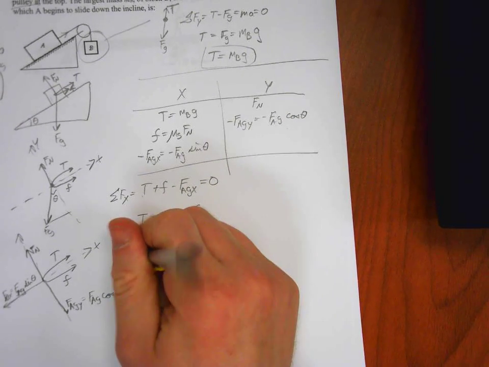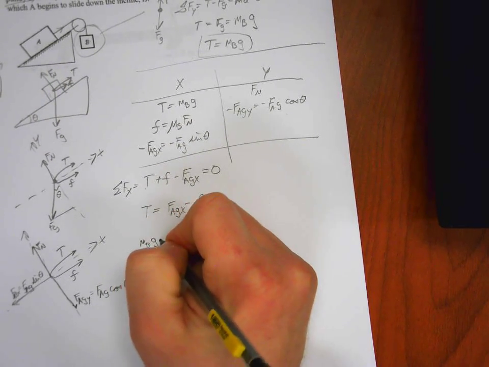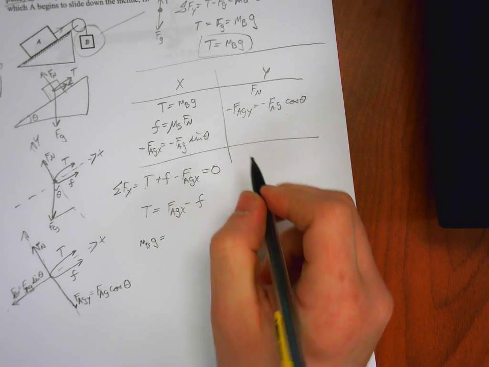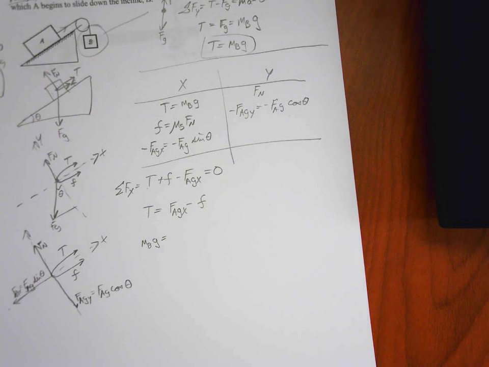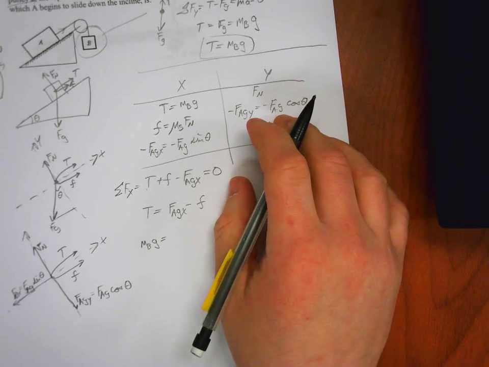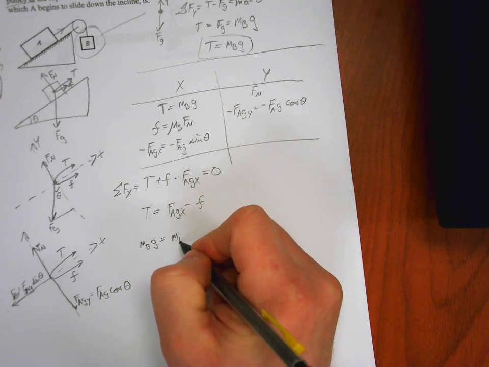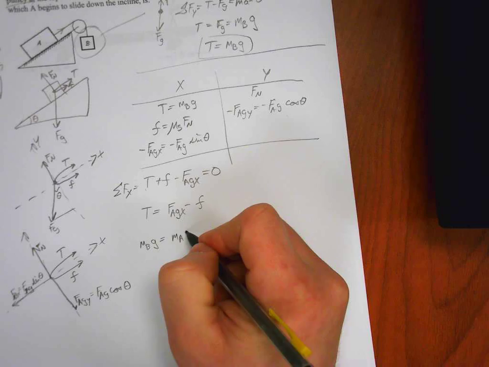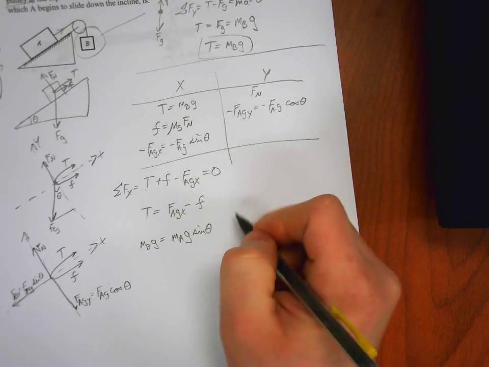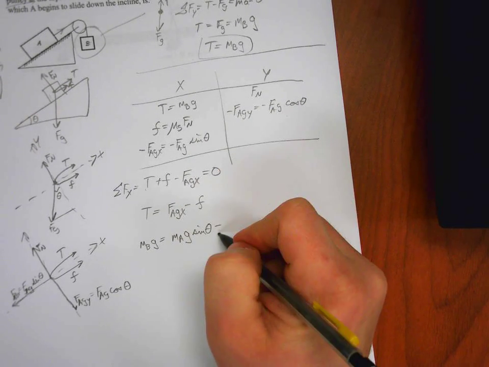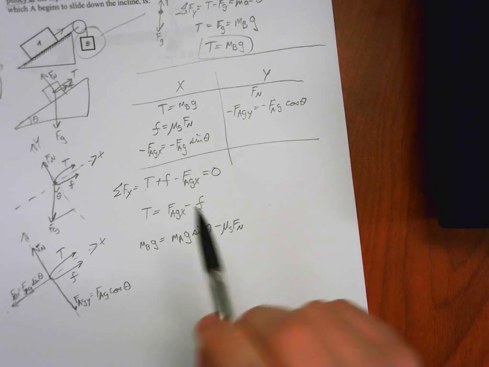So T, let's expand all these terms. T is equal to mBg. Fagx is equal to Fag sine of theta. So Fag is mAg sine of theta minus F, which is mu s Fn. So now we have an expression.